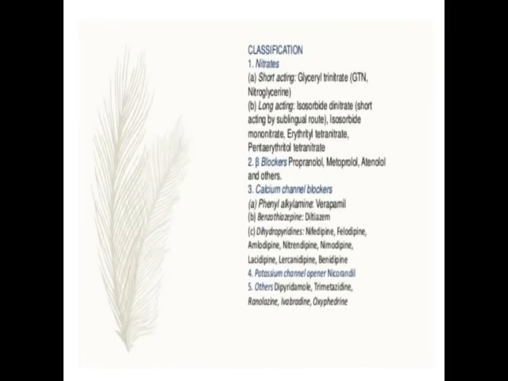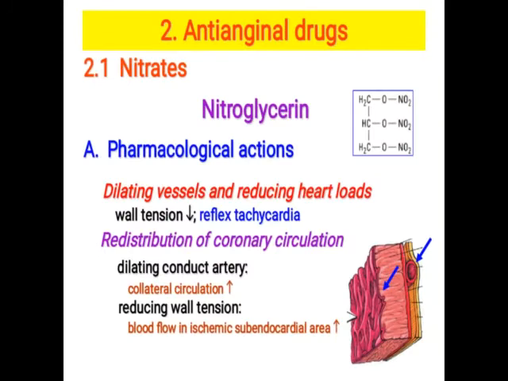Now we are going to the next part, the anti-anginal drugs. Anti-anginal drugs are generally classified into these five types. First are the nitrate derivatives, which include short-acting and long-acting nitrate derivatives. Then beta blockers, calcium channel blockers, potassium channel openers, and some miscellaneous or other agents which act as anti-anginal agents. First, we will start with the nitrates.